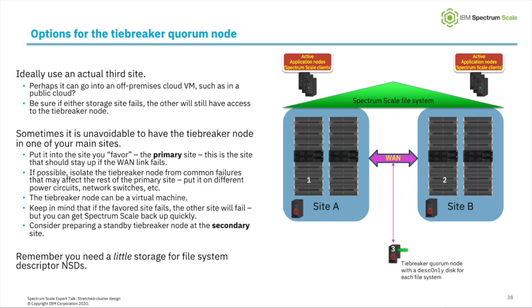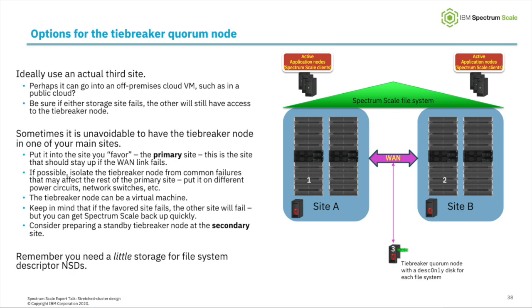Sometimes, even though the ideal might be to be on a third site, it's unavoidable to have the tiebreaker node in one of your main sites. In that case, you probably favor one of your sites. We'll call that the primary site. That's the site that you would want to stay up even if the WAN link failed. And if possible, that's the site where you want to put your tiebreaker node. And if you have to do this, isolate the tiebreaker node to the extent you can from other common failures that might affect the rest of the primary site. Can you put it on different power circuits, different network switches? What can you do to protect it?